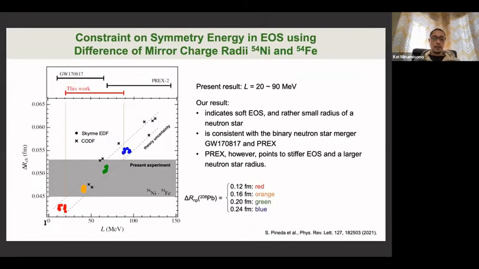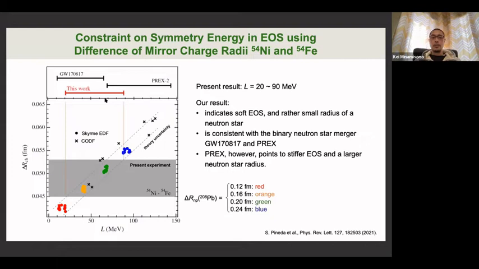And the result is plotted here, as a function of L. Our present result is shown in a gray band that includes the systematic error. All these marks are the theoretical calculations, and that shows the linear trend. The dashed lines around the theoretical calculations are the systematic uncertainty from the theoretical calculations. And from this correlation, we can determine the size of L within this red band.